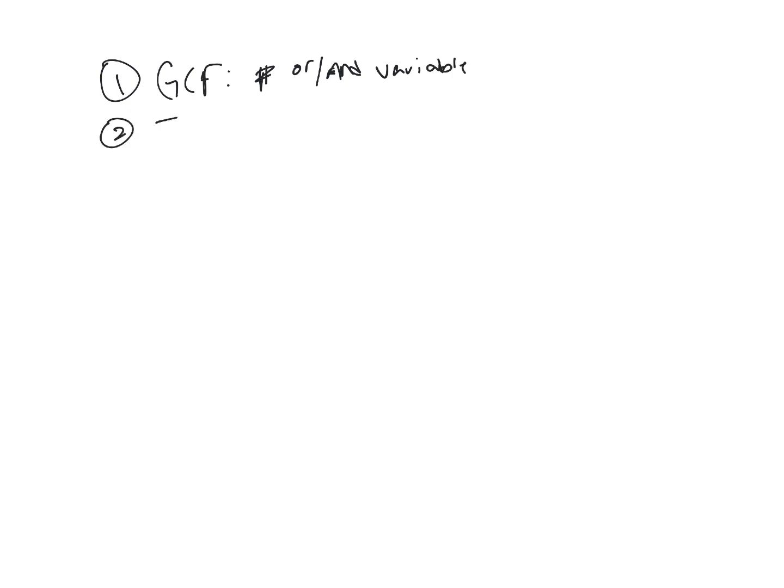And then two, a trinomial turns into two binomials, right? So you're gonna have something that looks like this. Remember, your trinomial needs to be in standard form, ax squared plus bx plus c, so it's in descending order, okay? So we're gonna look at some examples.